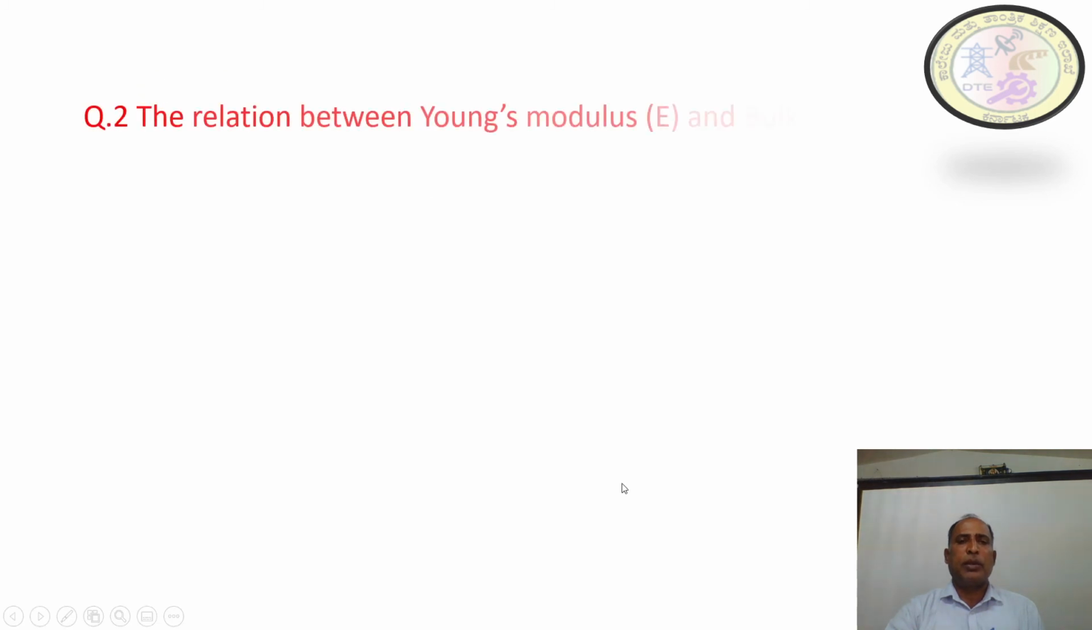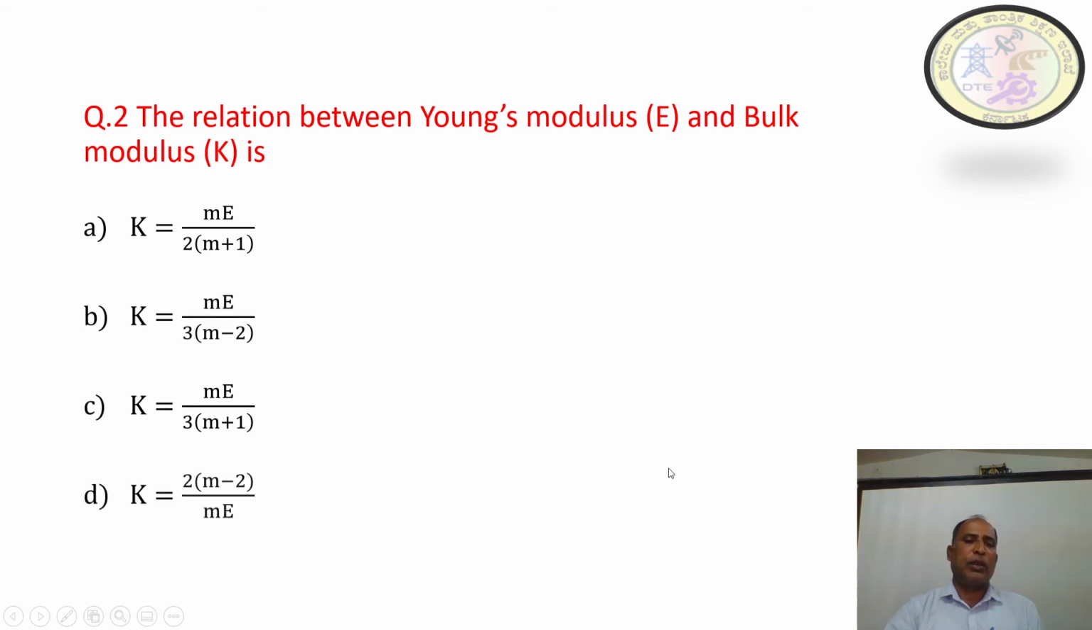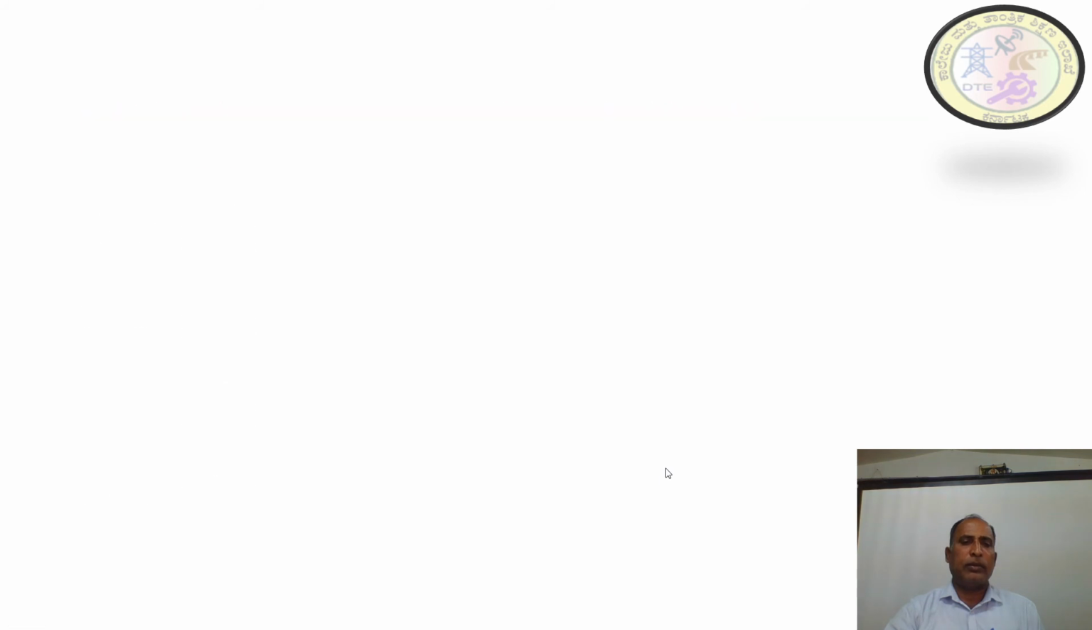Next question. The relation between Young's modulus E and the bulk modulus K is, as we know that K is equal to mE divided by 3 into m minus 2. So therefore the correct answer is B. K is equal to mE divided by 3 into m minus 2.